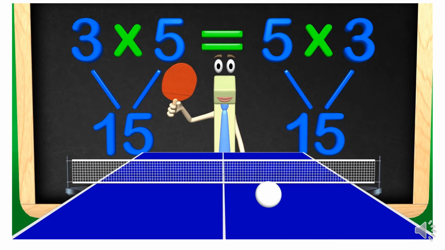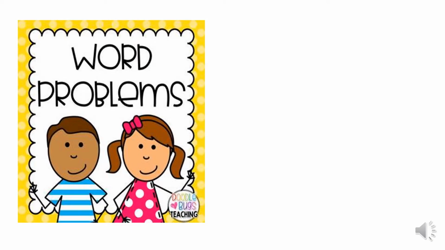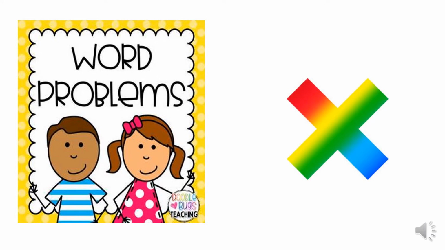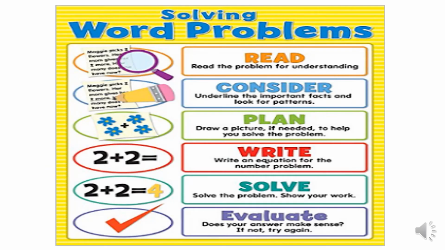Now back to our learning question. Our learning question asked us if we can work out multiplication word problems. So today we are focusing on word problems to do with multiplication. Now, when we answer any word problems, it doesn't matter what operation we're using, we still follow the same steps. First, we need to read the problem to understand what it's asking us. When we've read our problem, we need to underline or circle the important numbers and the important words that will help us work it out.